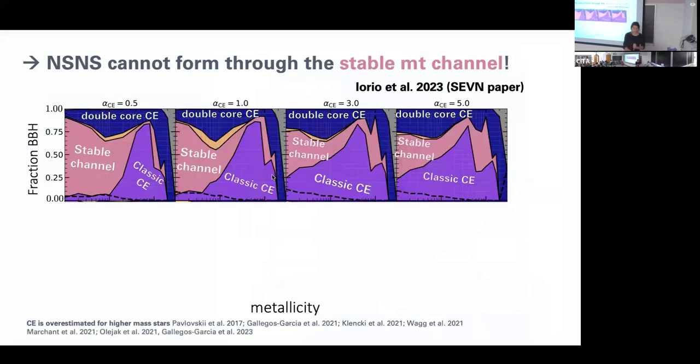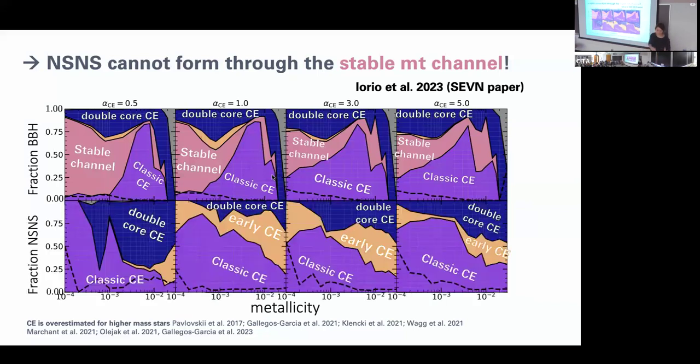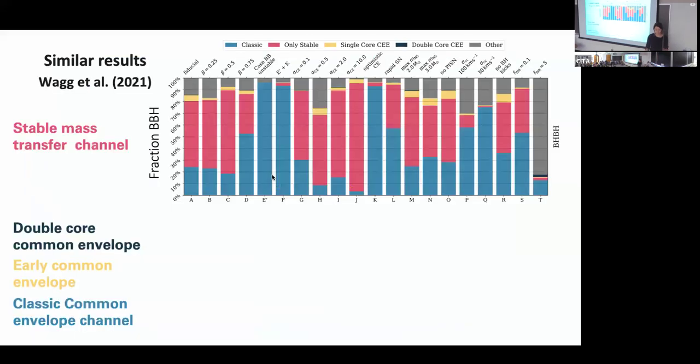This result has also been found by multiple other studies. This is from Yorio et al., with the 7 methods paper. This is the formation of black holes as a function, I think, of metallicity for different physics. You just have to look at the different colors, which show which formation channel contributes what fraction. So pink is the stable channel, which contributes a lot. These are 2 forms of the common envelope channel, which contribute another bunch. And then we go to binary neutron star formation. All you have to see is there's no pink at the bottom, no contribution from the stable mass transfer channel.